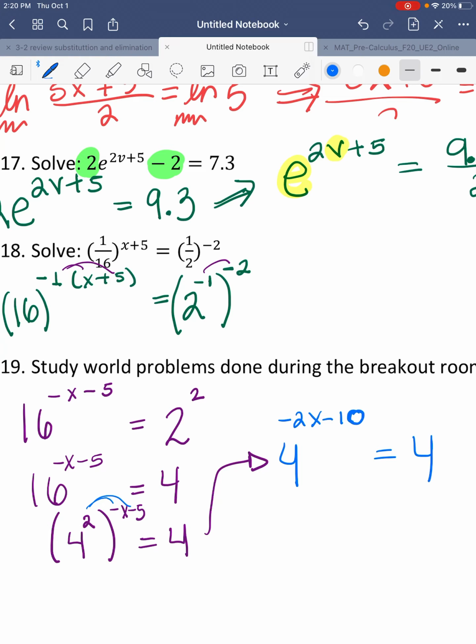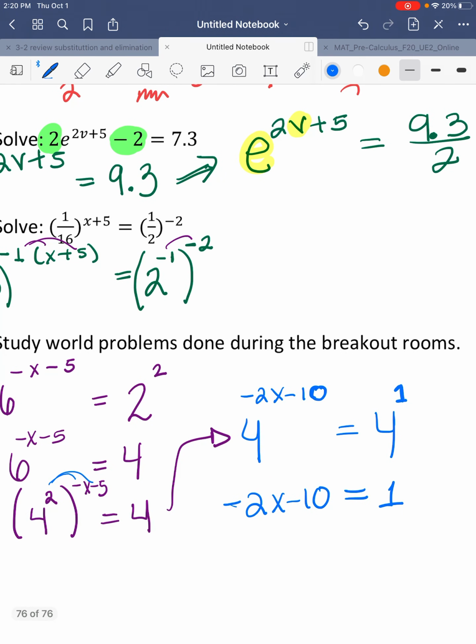I'm going to equal the exponents to each other. So I'm going to have negative 2x minus 10 equals, it doesn't have an exponent, we can say that it is 1, so it's 1. Plus 10, divided by negative 2, divided by negative 2, x equals negative 11 over 2. Done.